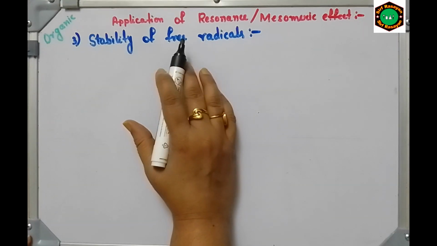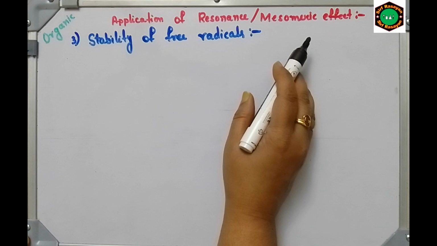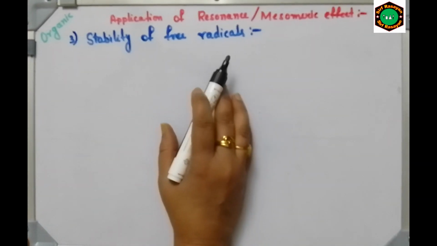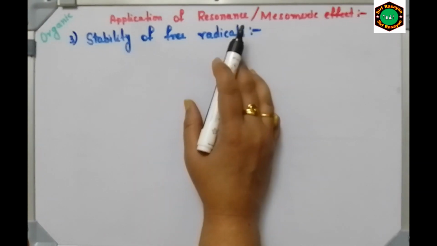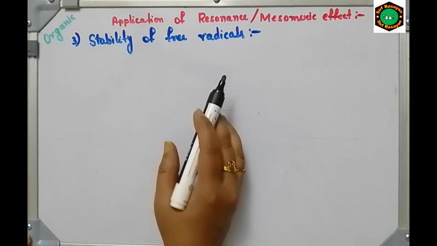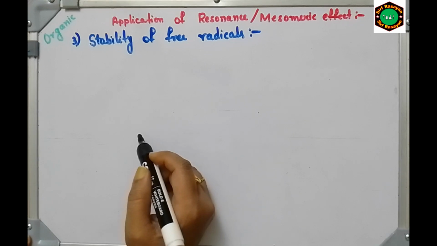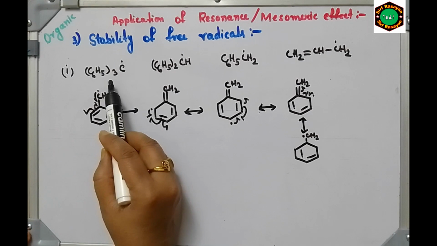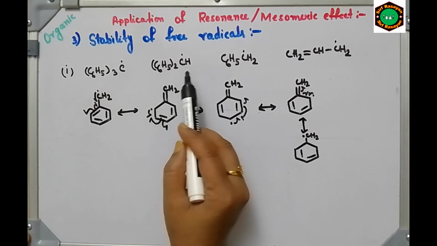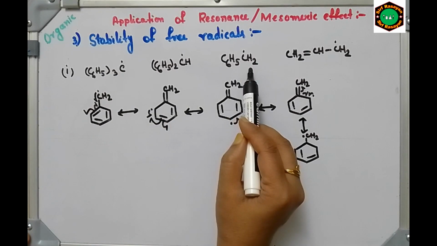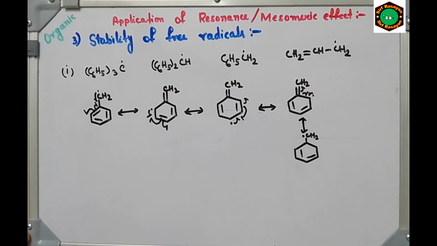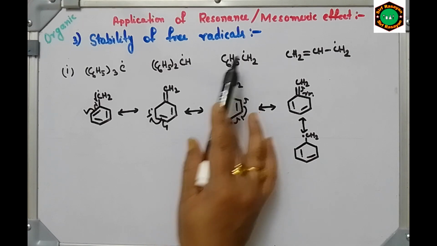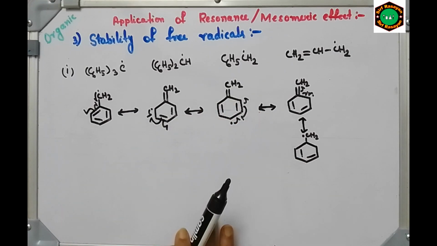Now see, the third application of resonance or mesomeric effect is the stability of free radicals. The stability of carbon free radicals can be explained by resonance or mesomeric effect. Now some examples we will see. Find out the stability order between triphenyl methyl free radical, diphenyl methyl free radical, benzyl free radical and allyl free radical. For benzyl free radical, these resonating structures are possible. This is stabilized by these 5 resonating structures.